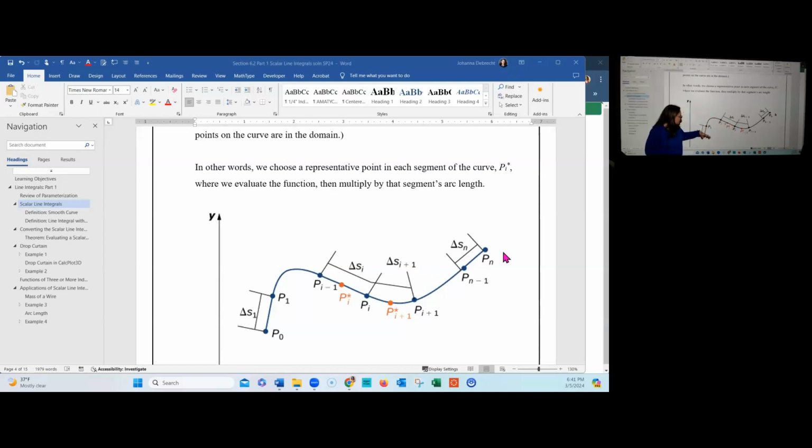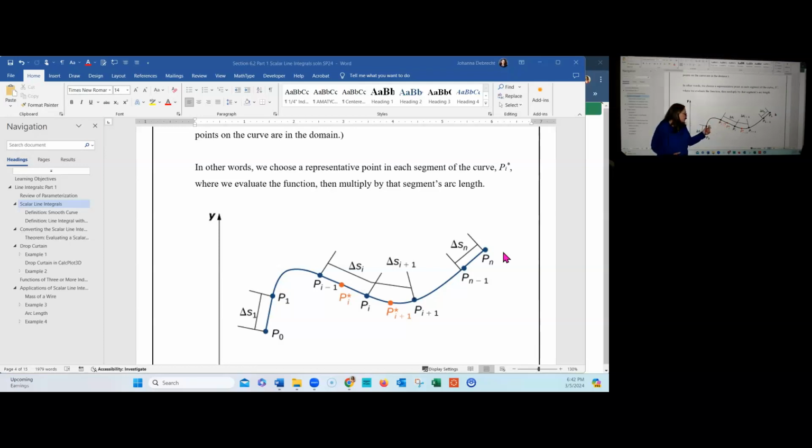We chop it up into different pieces. So from P naught to P1, P1 to P2, P2 to P3, and so on. We're dividing this longer curve into smaller segments. And then what we want to do is take some representative point in each little section of the curve, call it P sub i star, where we're going to evaluate the function. And then we're going to multiply it by the length of that particular section.